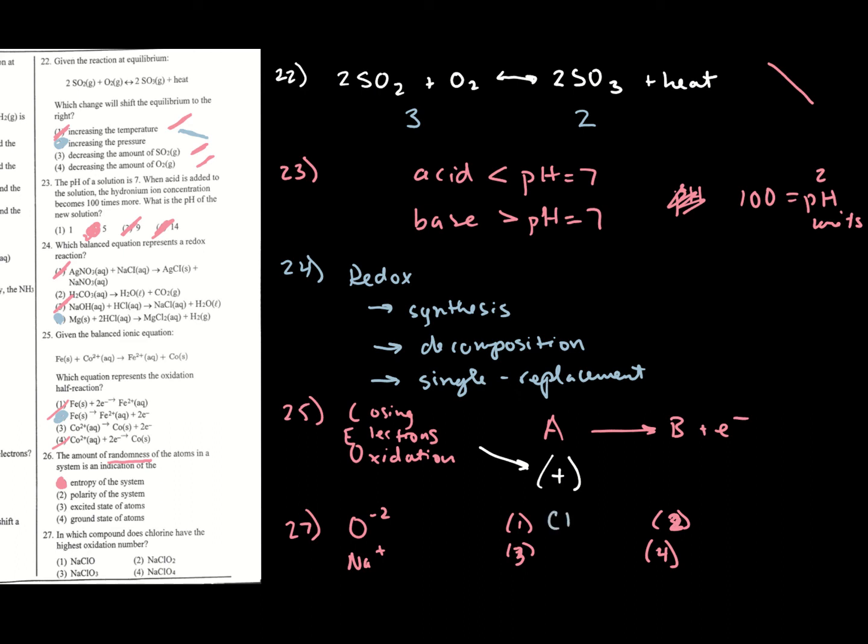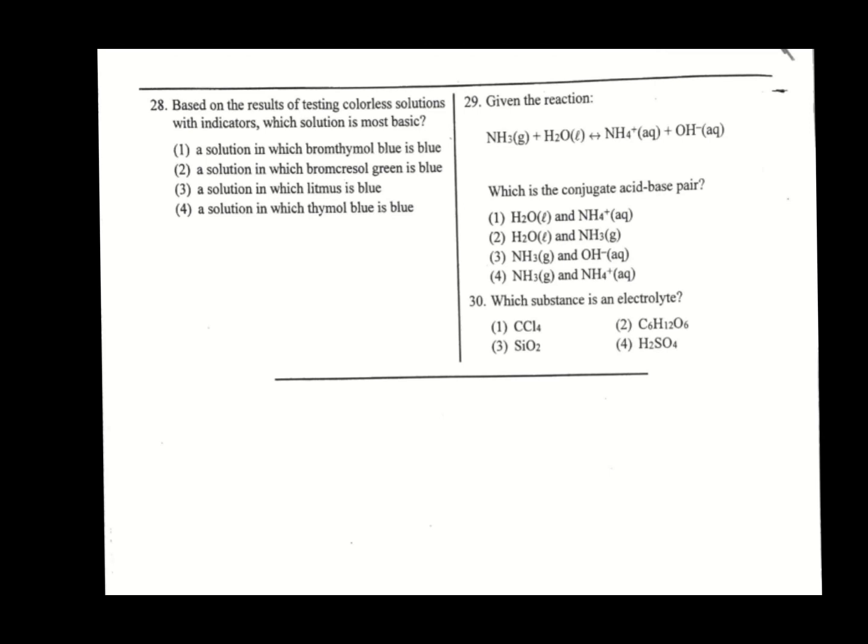Choice 1, Cl is going to have a charge of +1. In choice 2, chlorine is going to have a charge of +3. In choice 3, chlorine is going to have a charge of +5. And for choice 4, Cl is going to have a charge of +7. So it's going to be choice 4. So let me circle that because I won't be able to circle it on the actual paper. Alright, there you go.